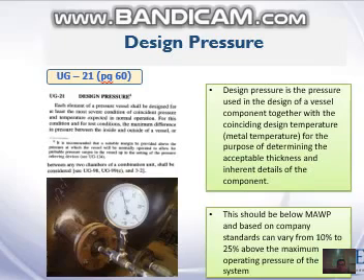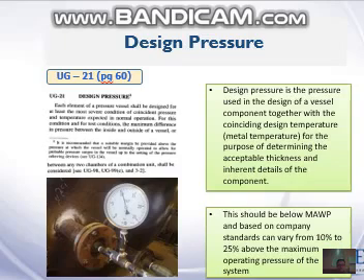UG 21 states that vessels must be designed for the most severe condition of coincident pressure and temperature expected in normal operation. The code also states that the maximum pressure difference between the inside and outside or between chambers of a vessel during operation and test must be considered.